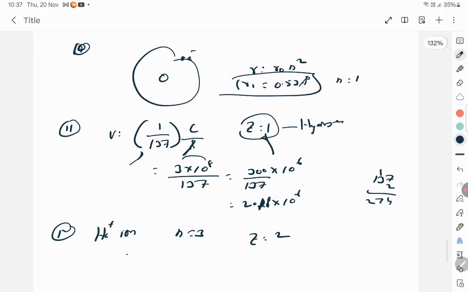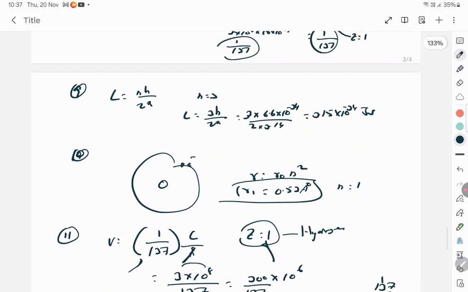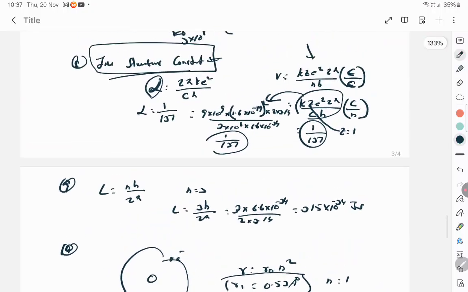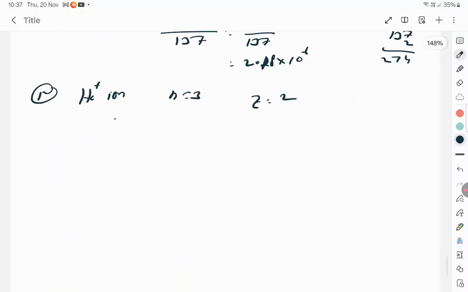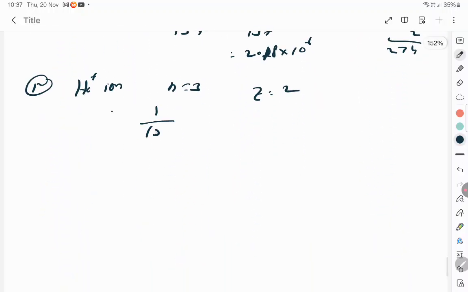Did we get this 1 by 137? Was there a mass in it? You should be careful. Can you see here? It's 2 pi alpha, which is 2 pi k e square by ch. There's no mass at all. So you don't have to get confused. You just have to use the same formula. So when you know it's helium, you just take the same formula, 1 by 137 into c by n, and multiply it with Z.